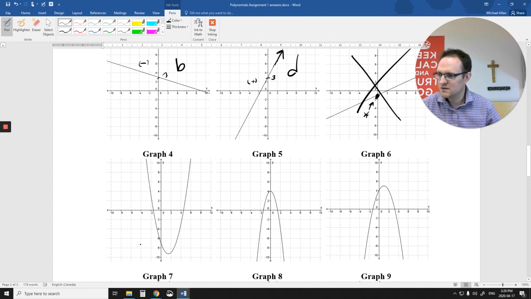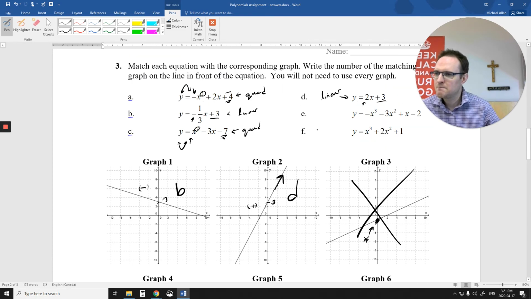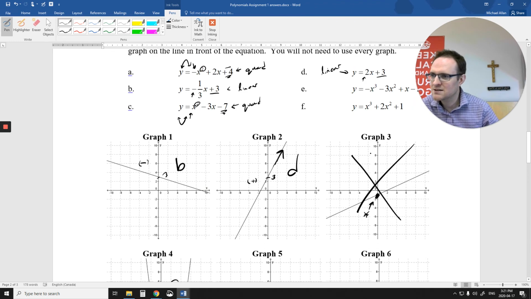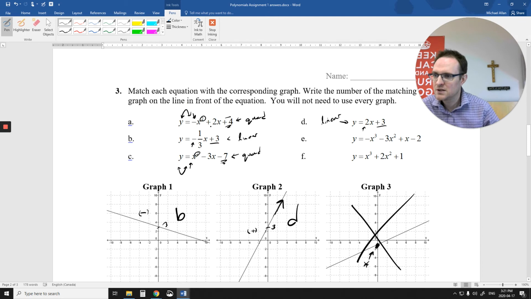So let's look at this. Okay, so this one here is a negative 7. The other one has a 4 and a 4. So the one with the negative 7, that's C. 5 and 6, it's kind of hard to see from this equation which is which.